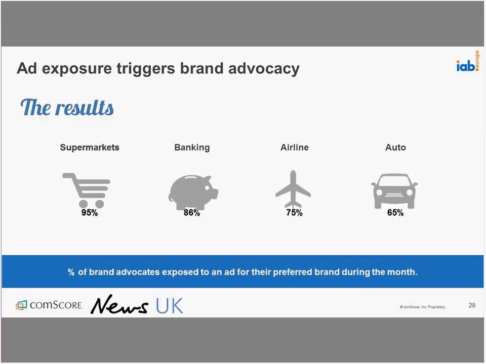The startling results: 95% of advocates of any given supermarket brand saw an ad for their preferred brand during the month. 86% of banking brand advocates were exposed to ads for that brand, 75% of airline advocates and 65% of car advocates. And it's worth noting that all of the exposures happened on the website.